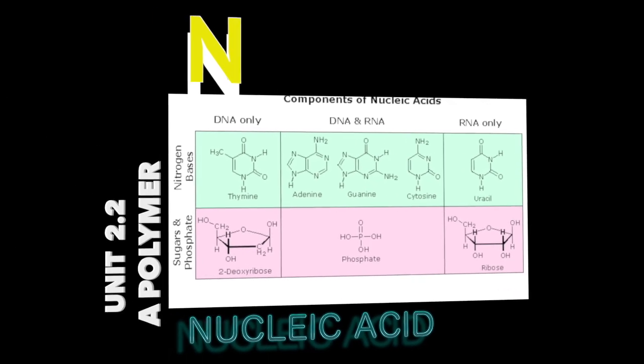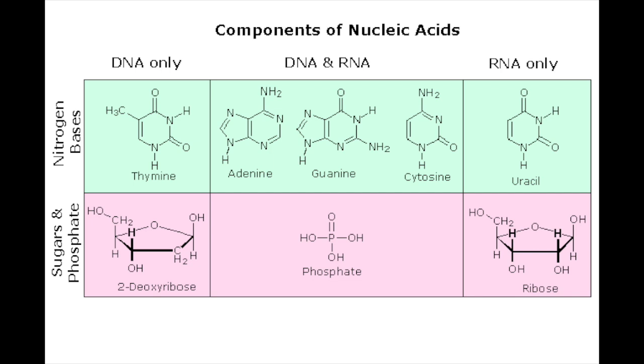An example of a polymer would be nucleic acid. Nucleic acids are found in the nucleus of a cell, hence the name nucleic. Nucleic acids are a polymer because they are made up of smaller monomers, nucleotides, to create a more complex structure.